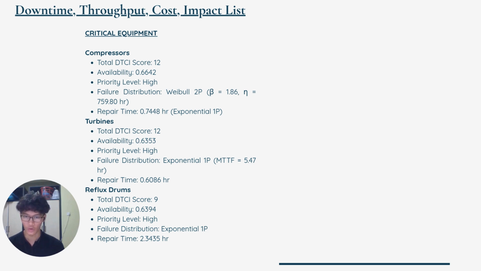Turbines also scored 12 and follow an exponential distribution with a mean time to failure of 5.47 hours, suggesting random failure behavior. Their low availability and unpredictability require real-time monitoring and rapid intervention strategies. And lastly, reflux drums, with a score of 9, also exhibit exponential failure behavior, but with longer repair durations, increasing their operational risk, especially in critical process units.